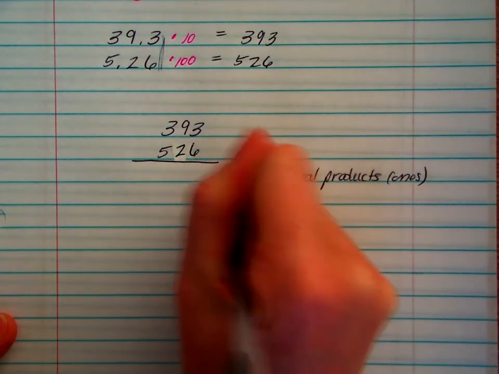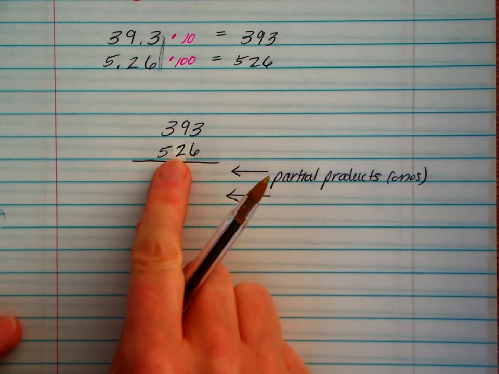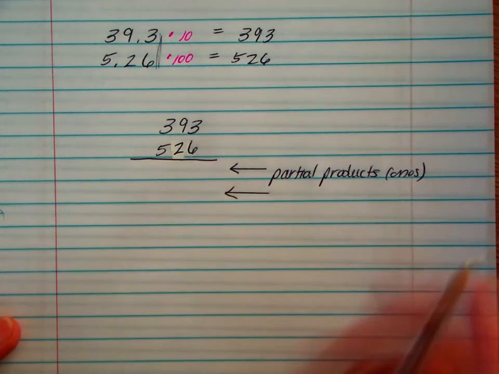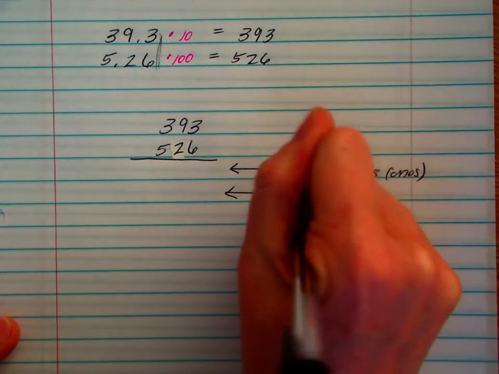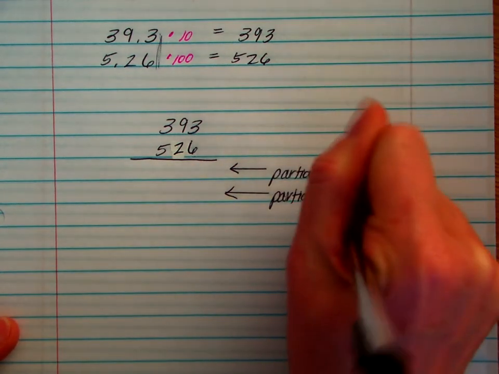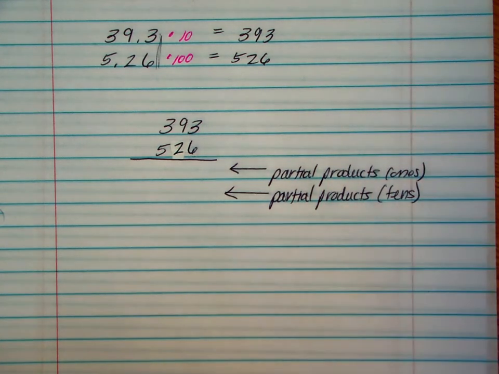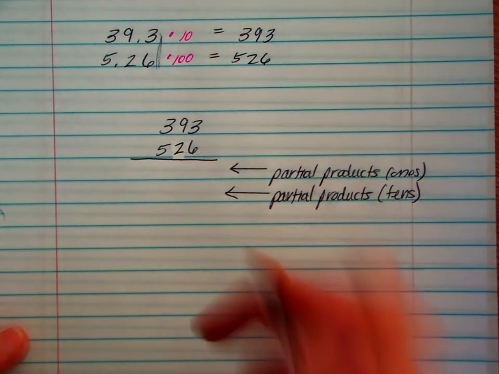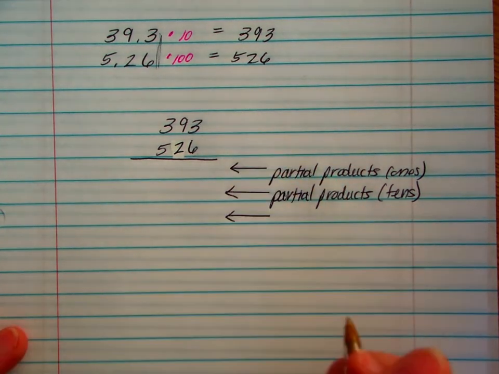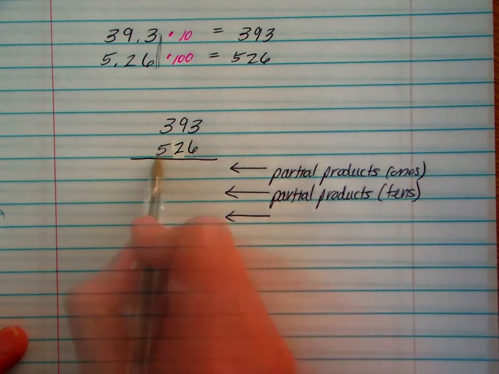Then we're going to move on to the 2, which isn't in the 2's place. It's in the 10's place. So then we're going to get a whole row of partial products in the 10's place. Partial product means a portion of the final product. Product means the answer to a multiplication problem. So when you have multi-digit multiplication, you are chopping it up into smaller parts to make it easier to solve. And then we're going to have a third row of partial products concerning the hundreds place.